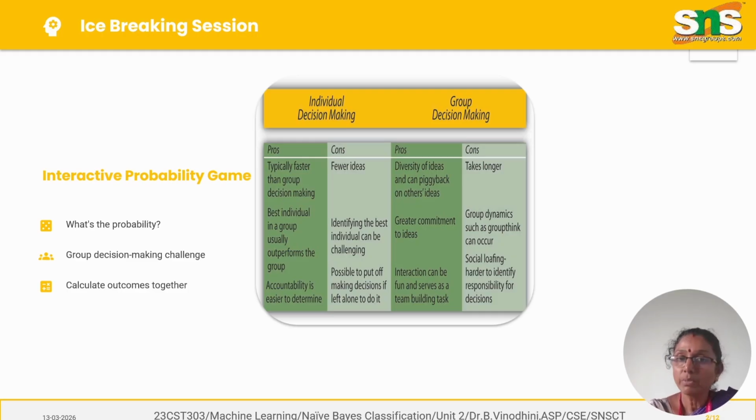So we have individual decision making and group decision making. Based upon that, we have to classify which one is an individual decision making and which one is a group decision making. How we can classify is based upon the probability. Group decision making is a very challenging one, so we have to calculate the outcome together. These are all the use cases of Naïve Bayes classification.